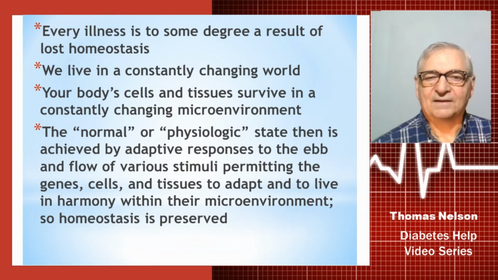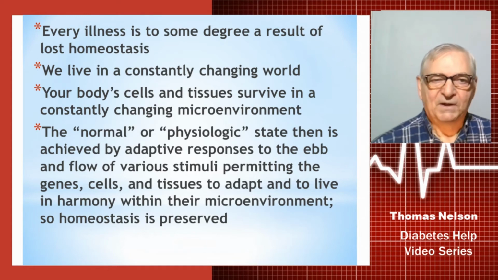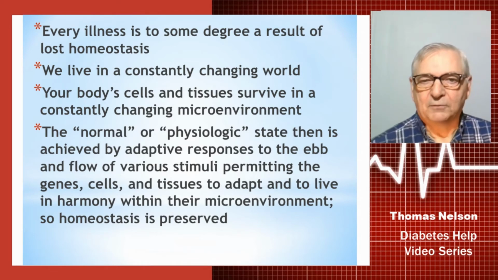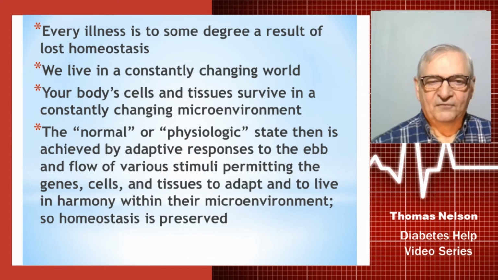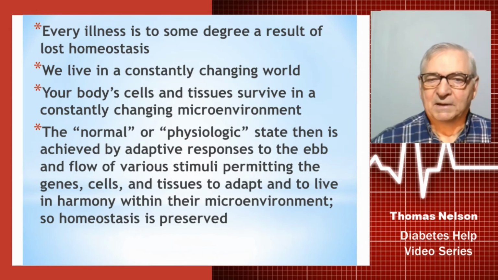We live in a constantly changing world. There's 80,000 new chemicals been developed over the last 50 years, and those have had a significant impact on our genetic makeup. Your body's cells and tissues survive in a constantly changing microenvironment. So the normal or physiologic state then is achieved by adaptive responses by your body to the ebb and flow of various stimuli which permitted the genes, the cells, the tissues to adapt and to live in harmony with their new microenvironment. So homeostasis can be preserved.